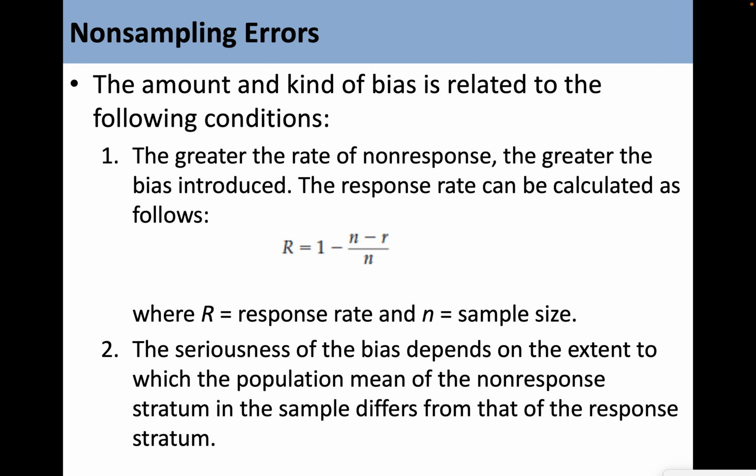The amount and kind of bias is related to the following condition. The greater the rate of non-response, the greater the bias introduced. The response rate can be calculated as follows.